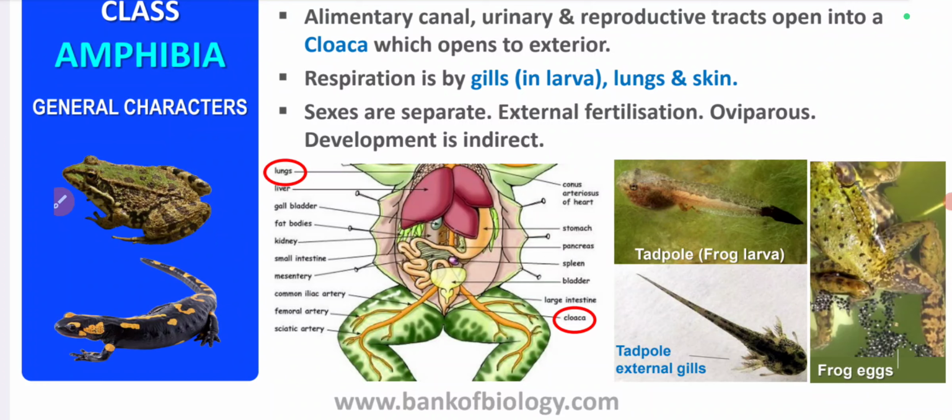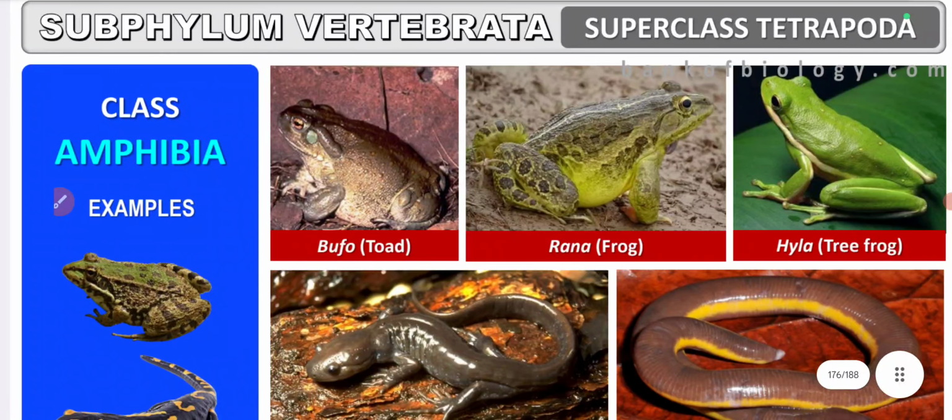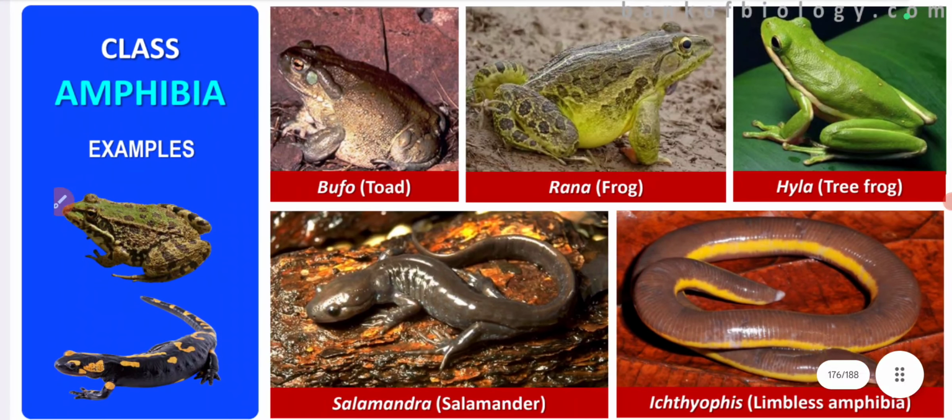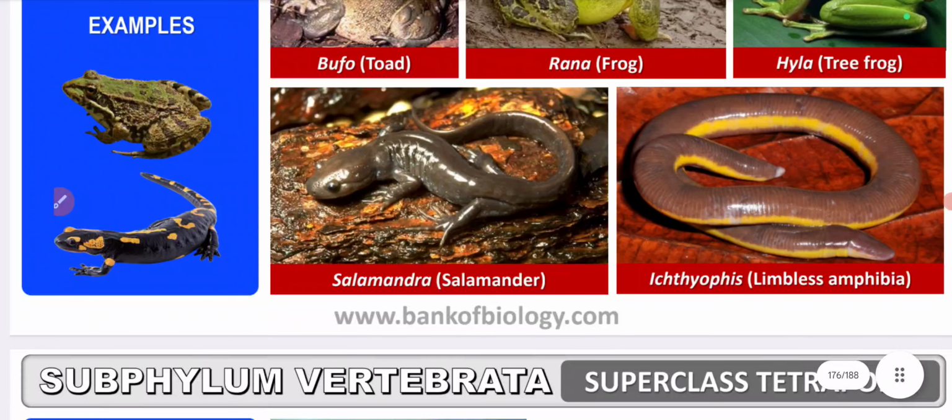Respiration by gills in larva, lungs and skin in adult. Sexes are separate. External fertilization, oviparous, development is indirect. Next examples: Bufo, toad, Rana, frog, Hyla, tree frog, salamander and Ichthyophis, limbless amphibian.